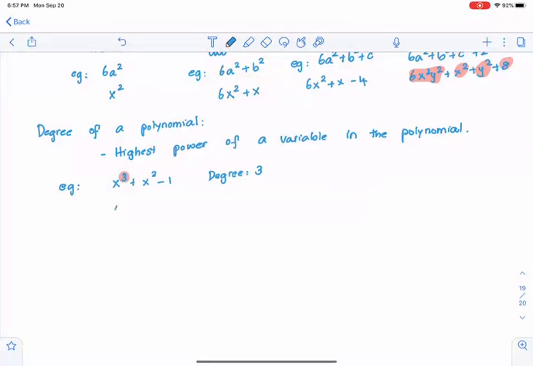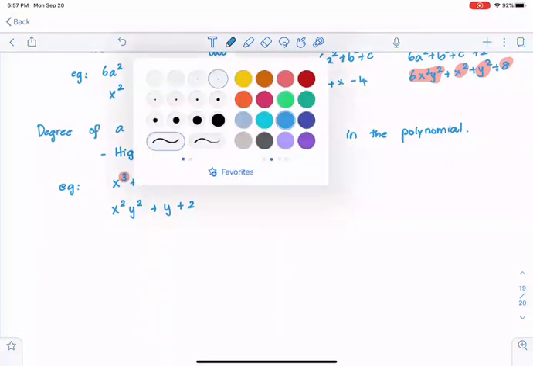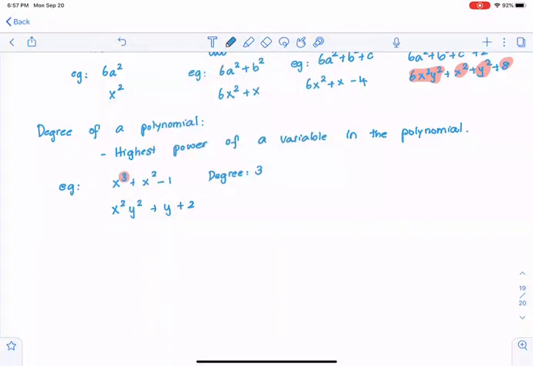But if I had x squared y squared plus y plus 2, then we have to look at the degree of the individual terms. So since we have x squared y squared, the degree is the sum of the two. So 2 plus 2 is 4. Y has a power of 1, 2 is just a power of 1. So the degree here is the highest value, which is 4.